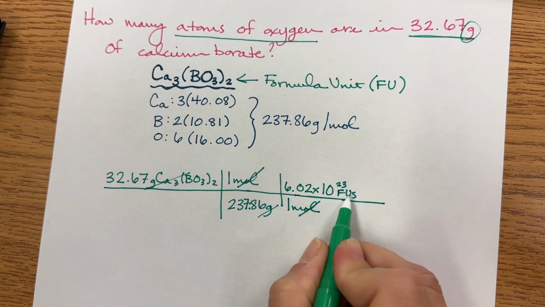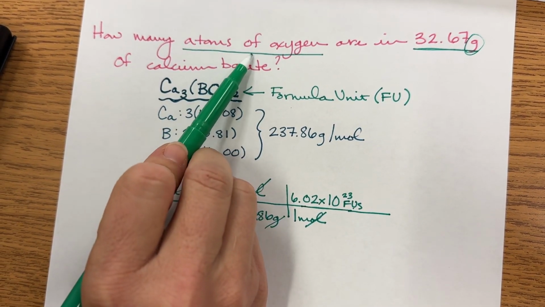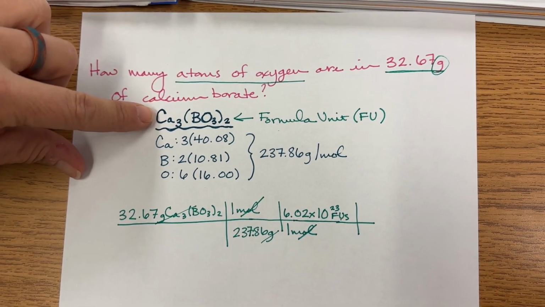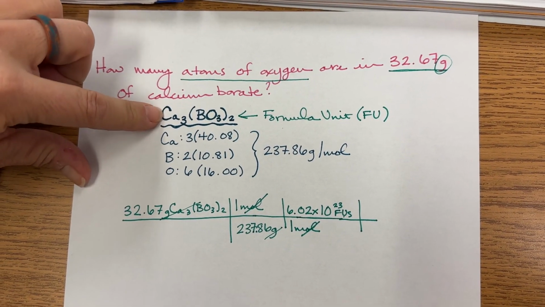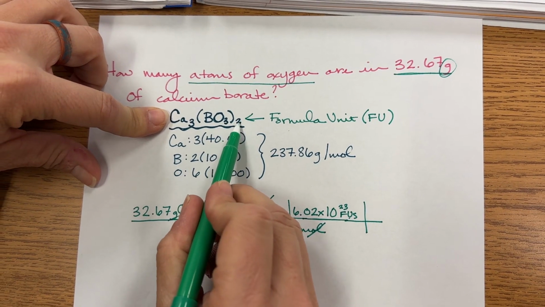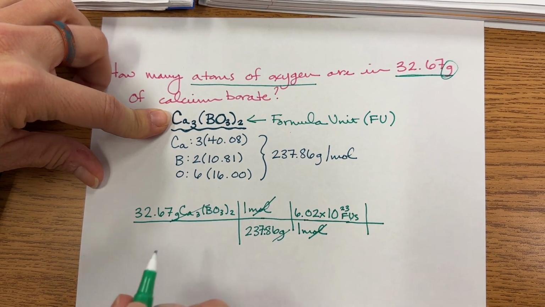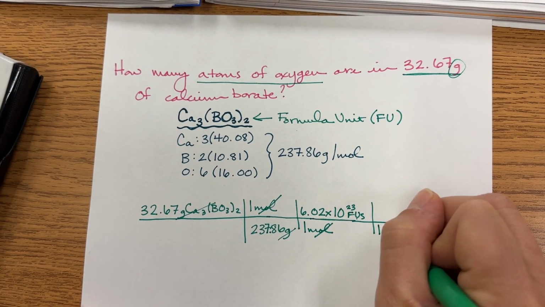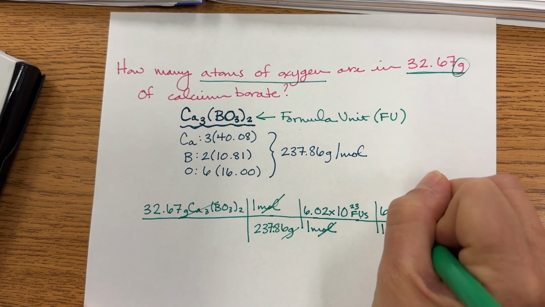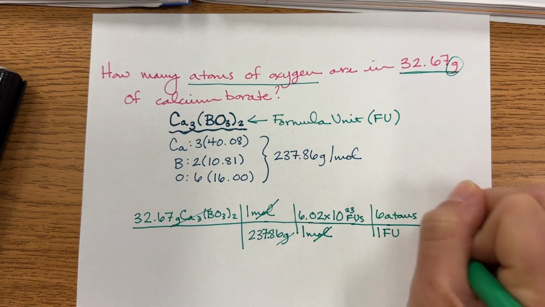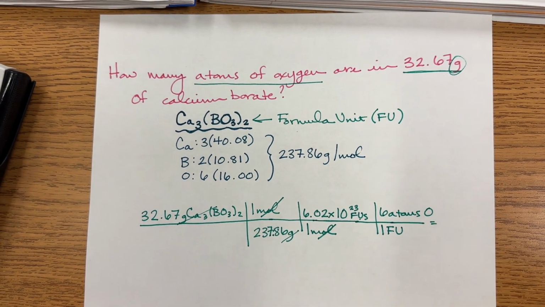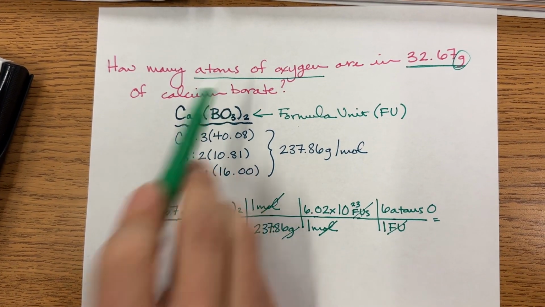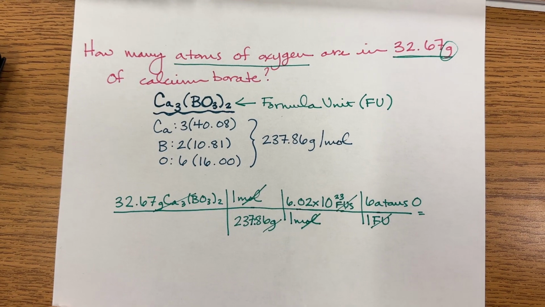So now I need to go from formula units to what the question's asking me, atoms of oxygen. So this was 1 formula unit of calcium borate. In each formula unit of calcium borate, I have 2 times 3, 6 atoms of oxygen. So then that makes another conversion factor. So every 1 formula unit, you have 6 atoms of oxygen. Okay, track your units, formula units cancel, atoms of oxygen comes through, it's asking for atoms of oxygen, and then we just go ahead and calculate it.